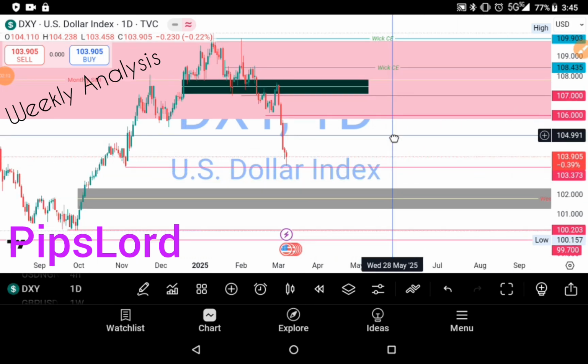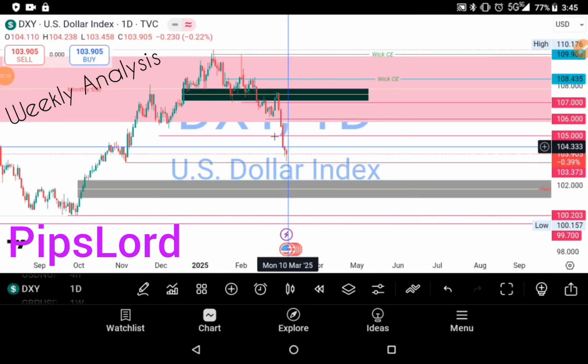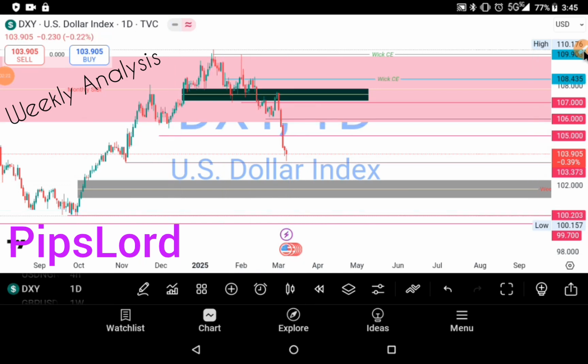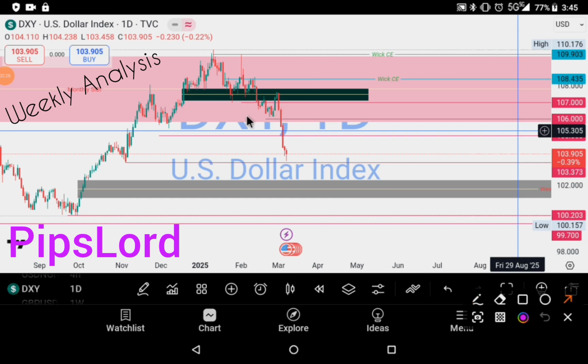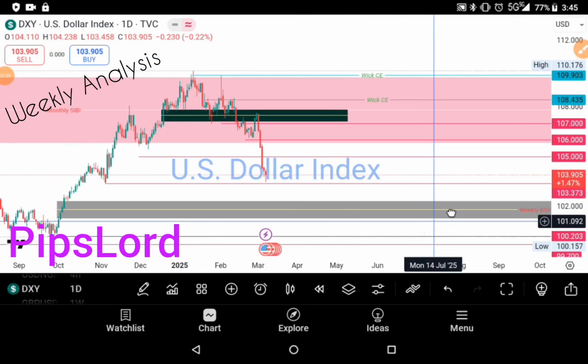So what would I be watching the coming week? I want to make the video as short as I can. So the coming week I'll be watching the next sell side liquidity pool, which is the low here that comes in around 103.373. So I'm watching 103.373, lowest hanging fruit, and if you could see a movement into 102 big figure, which happens to be the weekly CB.